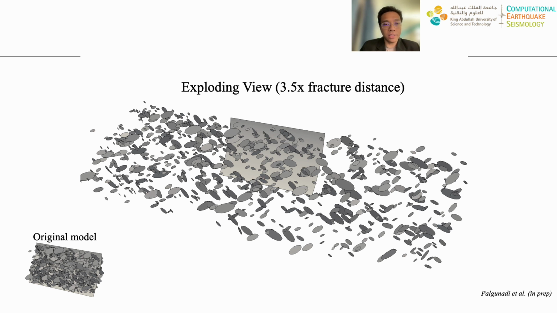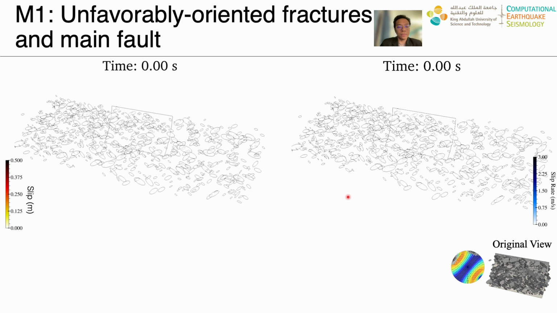Next, let's talk about the results. For model number 1, where the fractures and the main fault are unfavorably oriented. On the left, you will see the slip evolution, whereas on the right, you will see the slip rate evolution. Again, the rupture starts in the middle of the main fault here. The subset of fractures and main fault inside the nucleation volume are unfavorably oriented, and hence minimal self-sustained rupture is generated. The slip is also confined inside the nucleation volume.